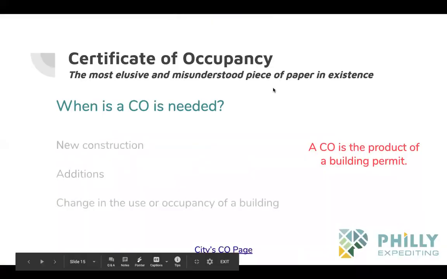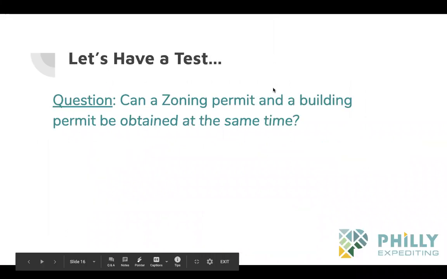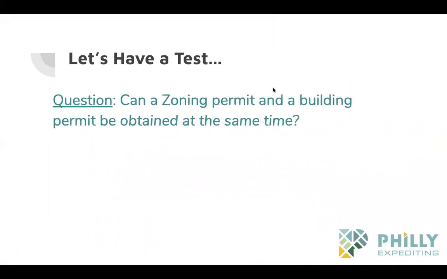All right. So any other questions on COs? No? Cool. Okay, let's have a little test. Can a zoning permit and a building permit be obtained at the same time? So can a zoning permit and a building permit be applied for at the same time? I would say yes, but in practice, it's up to what the client's goals are. It might slow down the process possibly. I'm not sure. I'm not guaranteeing that.